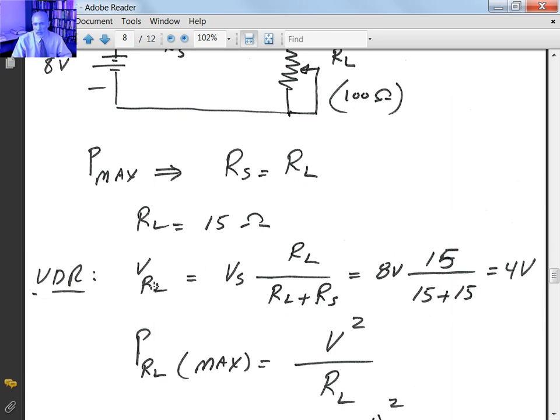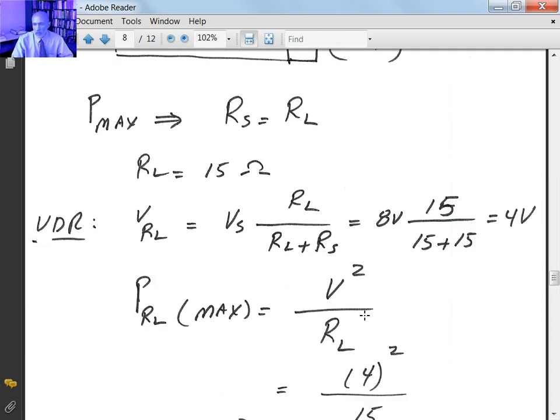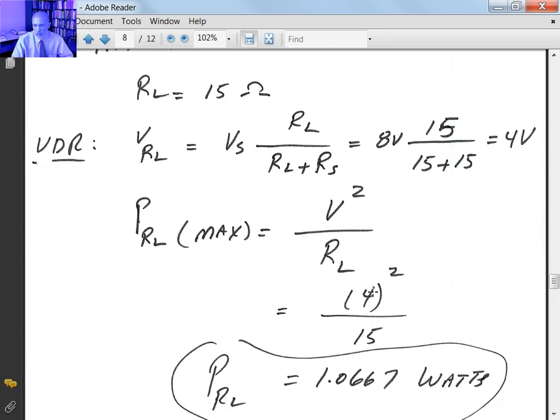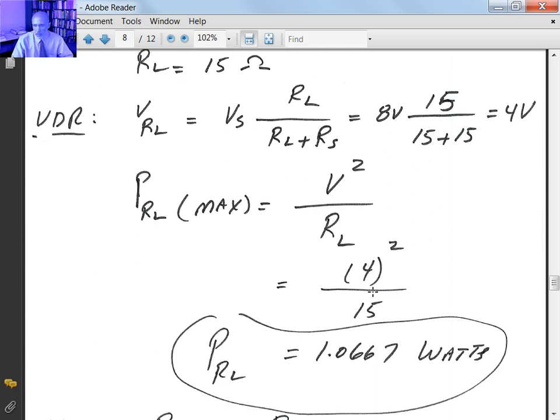If I calculate the voltage across the load using the voltage divider rule, you have 8 volts total times 15 divided by 15 plus 15, which is 50%. That's what drops across the load. Then you have a voltage and a resistor, so you use V squared over R to calculate the power. That's the maximum power because you set R_L equal to R_S, which is 1.006 watts.